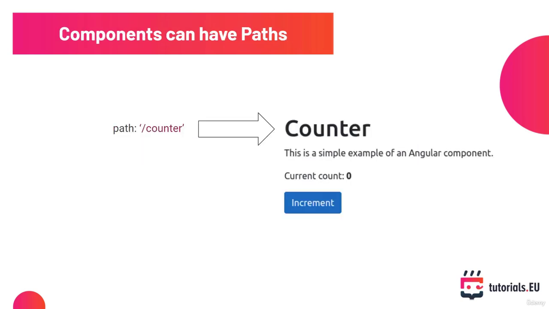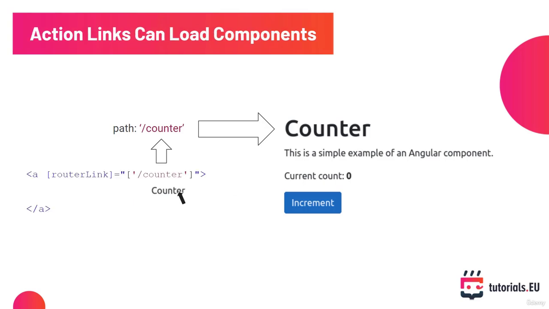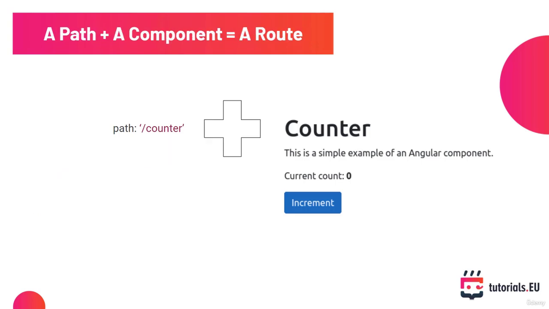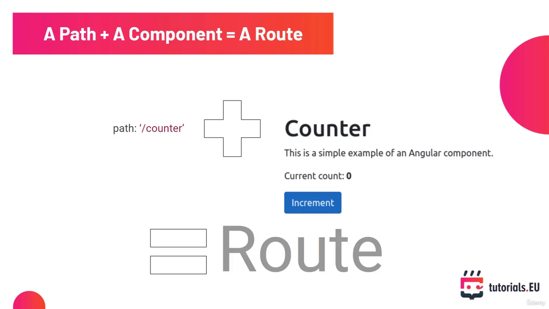We can set path or addresses to Angular components. Paths are different from selectors. Developers can create links to the components which have path assigned to them. The Angular framework loads the component into the router outlet when a user clicks a link. A pair of path and component is called route.